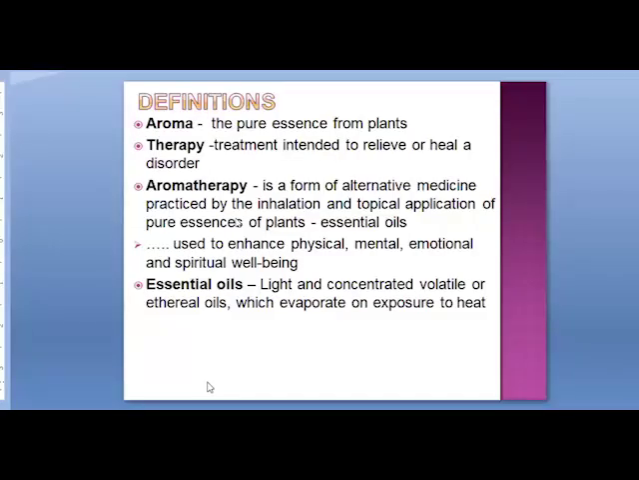The biggest part of this kind of practice and part of the equation is the essential oils, which are light and concentrated, volatile or ethereal oils, which evaporate when exposed to heat or light, and they easily oxidize when exposed to oxygen or any form of other air, oxidize or hydrolyze, and they are very sensitive. So those are the definitions that we should keep in mind about this kind of practice.